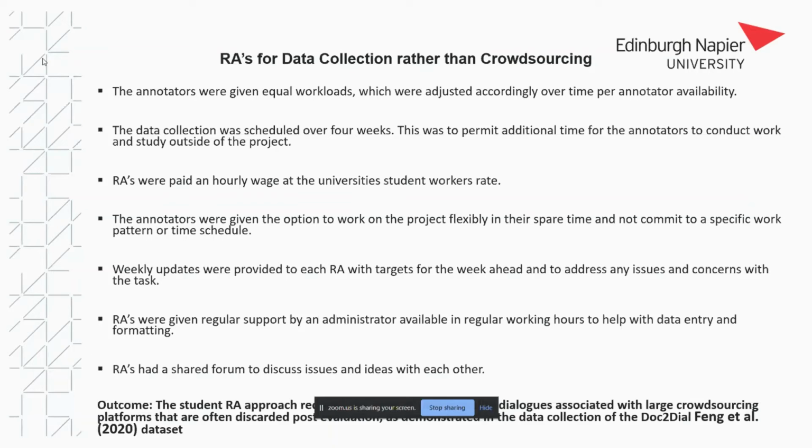And the outcome of this approach is we had incredibly high quality data, and we did not discard any data either, which was an issue in a very similar data set to ours, which is the Task2Dial Dataset, where they had to get rid of a lot of their low quality data.